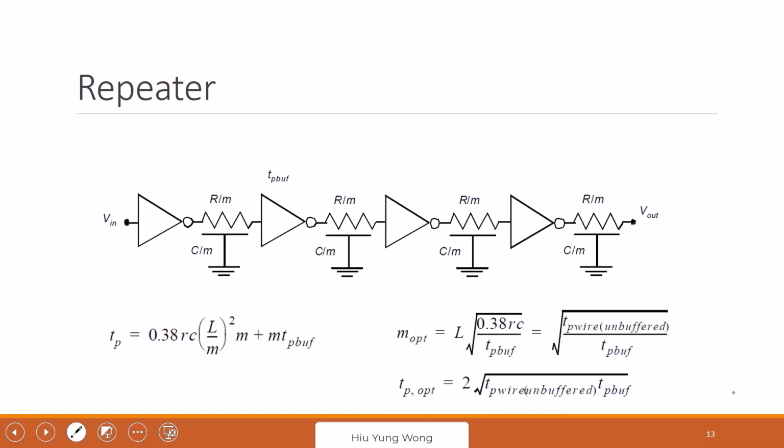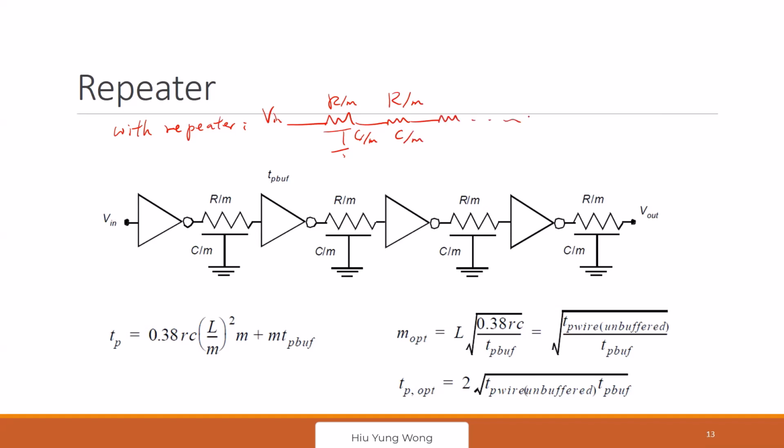If no, then you can even say, how about we insert a repeater in every cell? So without repeater, you remember this is nothing but just V in, and then R divided by M, and then you have the capacitor C divided by M, and then you still have this R divided by M, C divided by M, all the way to V out. Then you have a certain delay.